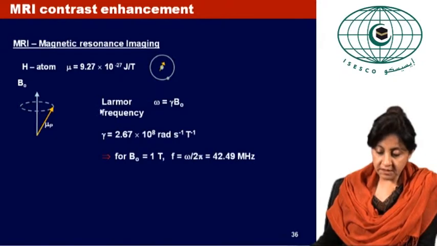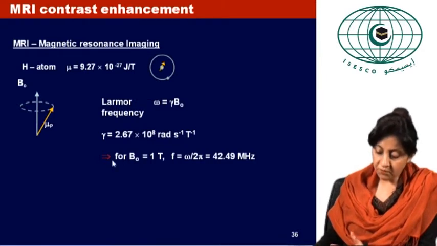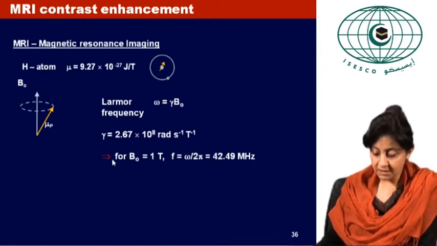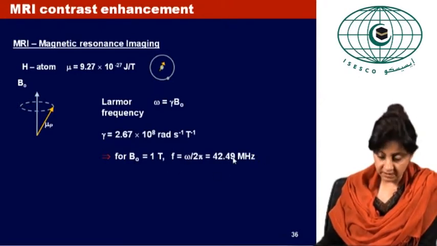This precession frequency is known as the Larmor frequency, and it is proportional to the applied magnetic field B naught, and gamma is a factor which is 2.6710 times 10 to the power 8 radian per second per Tesla. So for B naught of about 1 Tesla, the frequency that one requires is about 42.5 megahertz.